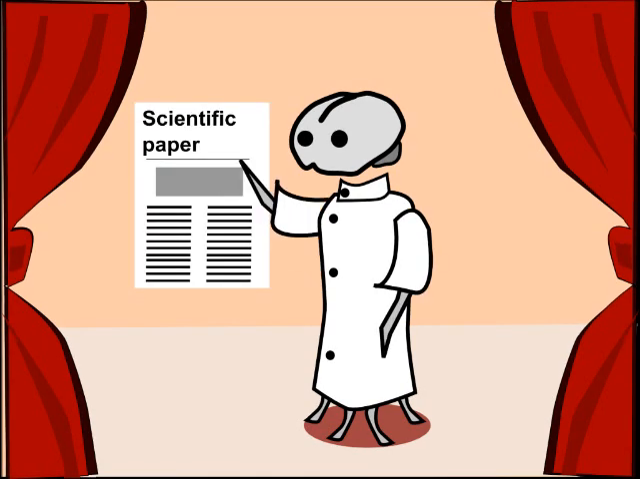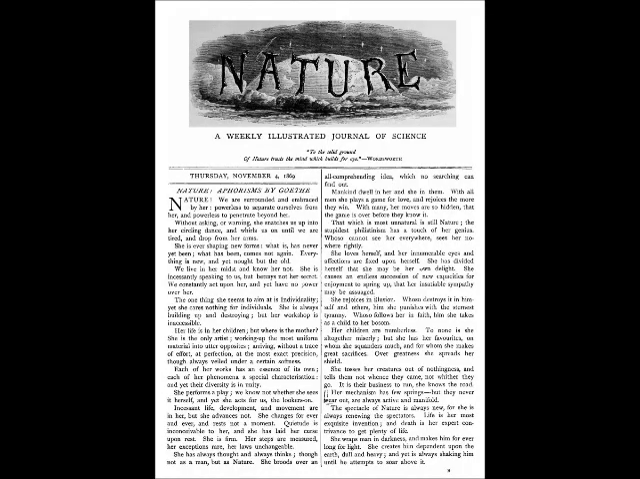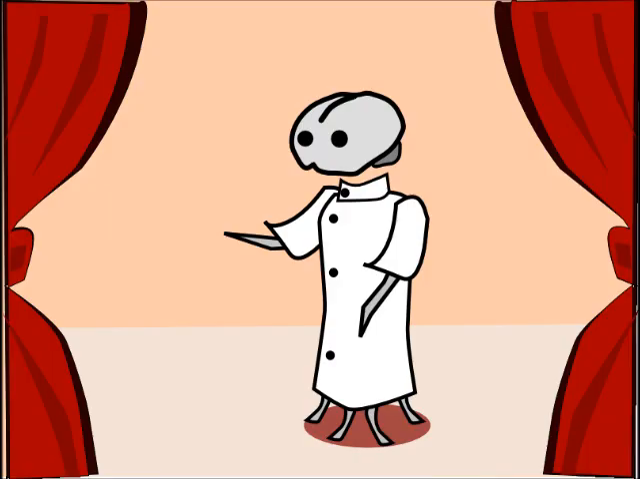Consider the scientific paper. This document is the primary medium through which scientists communicate their discoveries. They are the bricks that form the foundation of what we call science. The structure of scientific papers has changed a lot since they first came into being in the 17th century, but nowadays they tend to follow a 6-act structure.